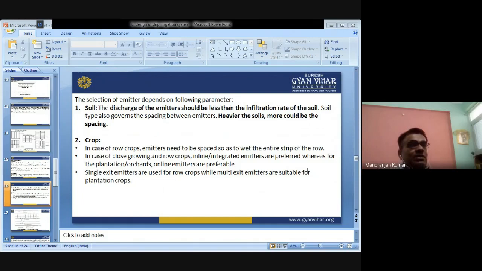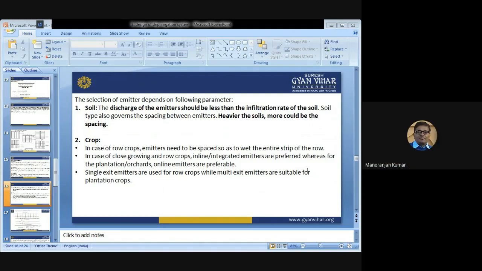Crop. So in which type of crop should we apply which type of emitter? In case of row crop, emitters need to be spaced so as to wet the entire strip of the row. In case of close growing crop and row crop, like vegetables, inline and integrated emitters are used.